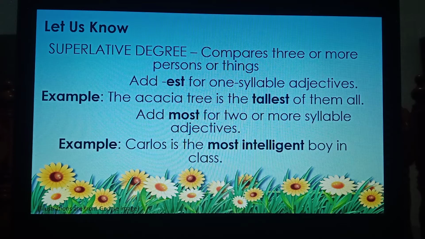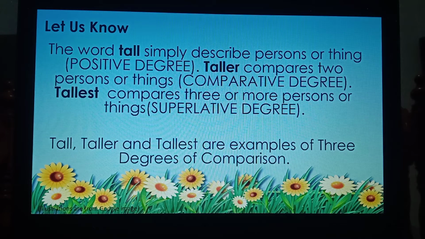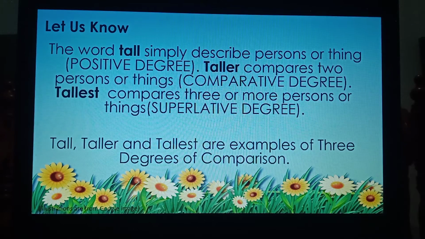And also add most for adjectives of 2 or more syllables. For example, Carlos is the most intelligent boy in the class. So the word tall simply describes persons or things, which is positive degree. The word taller compares two persons or things, which means it is comparative degree. And the word tallest compares 3 or more persons or things, which is called superlative degree. Tall, taller, and tallest are examples of the 3 degrees of comparison.